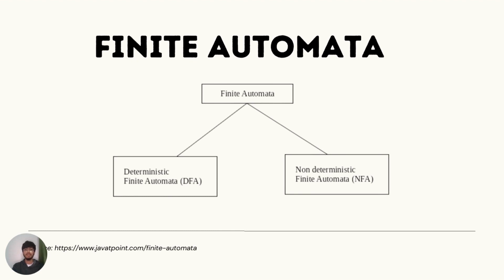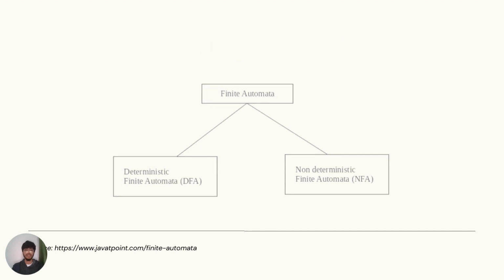Now, finite state machines have two divisions, that is finite automata with output and finite automata without output. For this video, we'll be looking at finite automata without output, as it has a subdivision into deterministic finite automata and non-deterministic finite automata, the former being our aim for this video.